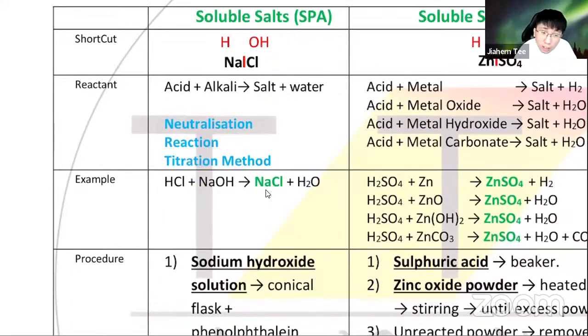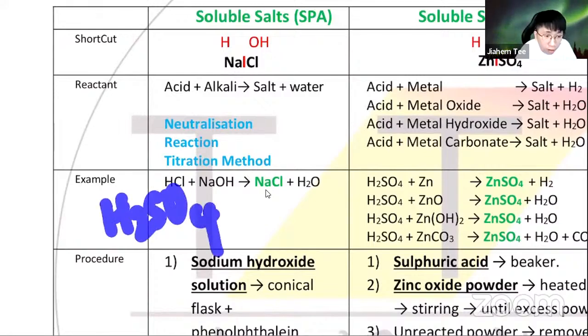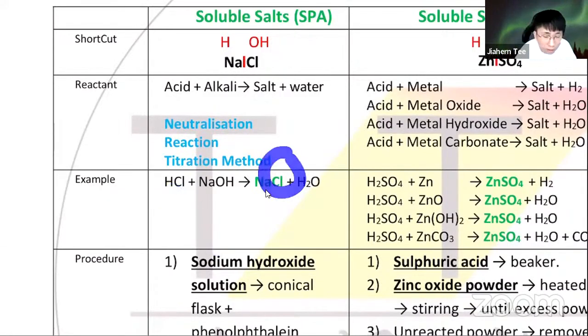Okay. Can you say, teacher, can I use H2SO4? If I use H2SO4, can you get Cl at the back? Cannot. So you have to use some relatable acid and relatable alkaline. Okay, so you can see we put in H, we put in OH, and after a reaction, you get NaCl with the water. Okay, so definitely from here is the way to produce soluble salt.